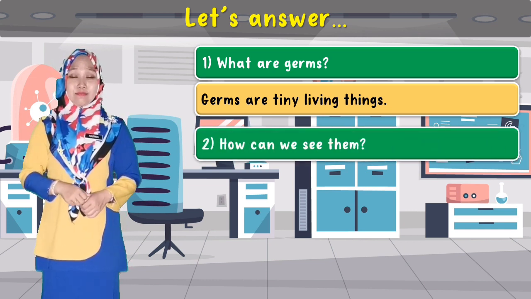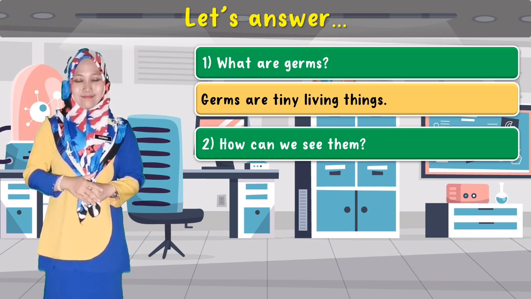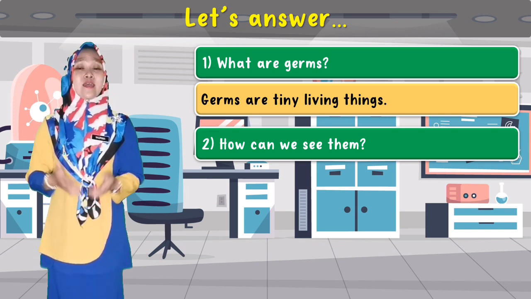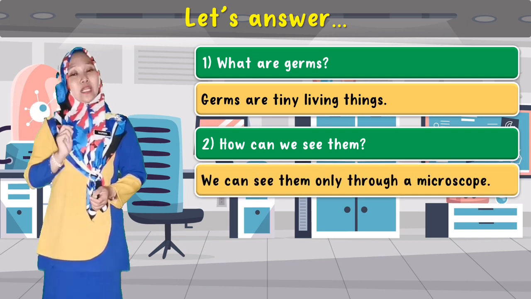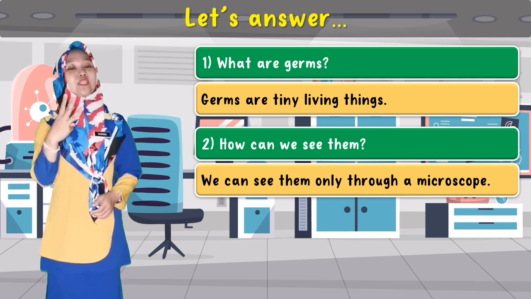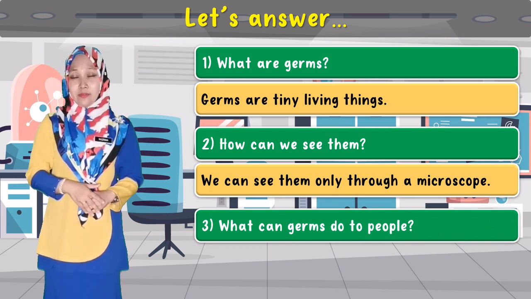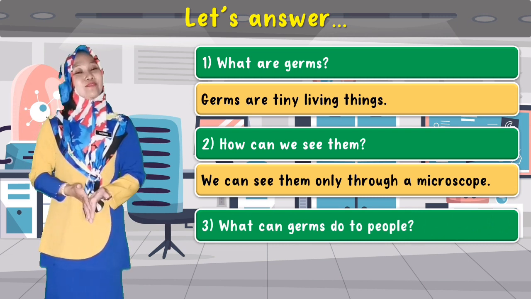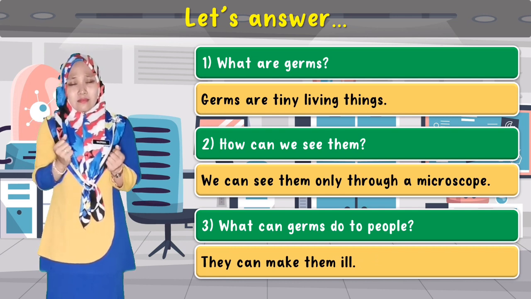Question number 2. How can we see them? The answer is, we can see them only through a microscope. Question number 3. What can germs do to people? The answer is, they can make them ill.